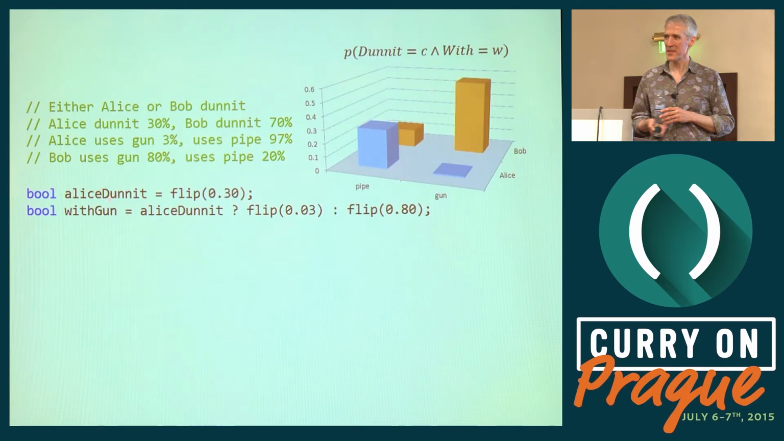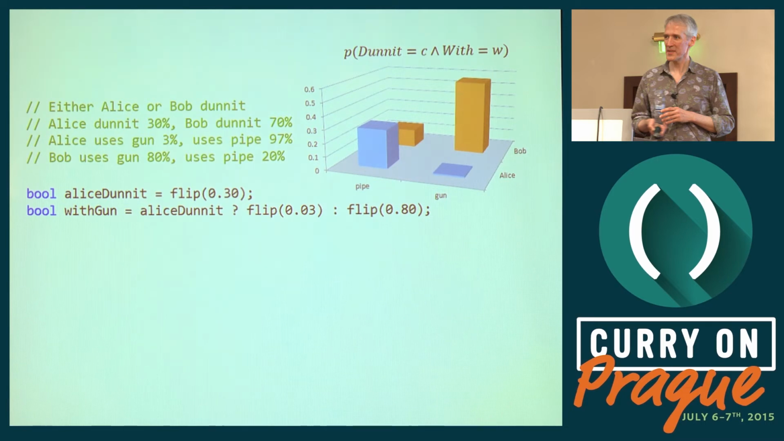So I first of all have a Boolean variable that is true for Alice did it, false for Bob did it. And so we flip a coin. I assume I've got some sort of random primitive that takes a probability and tosses a coin. So this is going to come up 30% of the time true to indicate Alice did it, and 70% false to indicate that Bob has done it. And then the second variable is whether the gun or the pipe has been used. And that is conditional on the first variable. So if Alice has done it, she's only got a 3% chance of using the gun, whereas if Bob's done it, he's got an 80% chance. So this is our model of the situation.